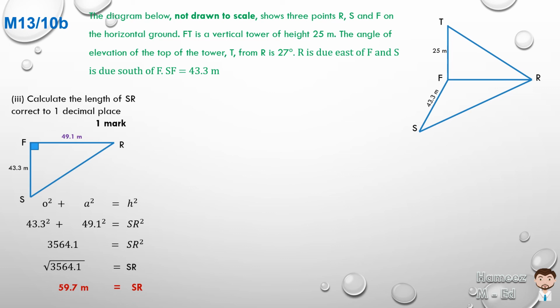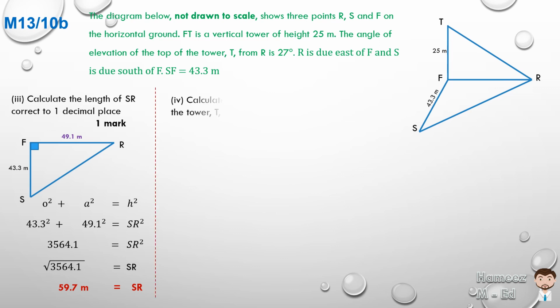And does this answer make sense? Well, let's look at the two values we had for the two lengths. 59.7 is longer than either one of those. And that is what it's supposed to be. The hypotenuse is supposed to be the longest of the three sides in a right angle triangle.